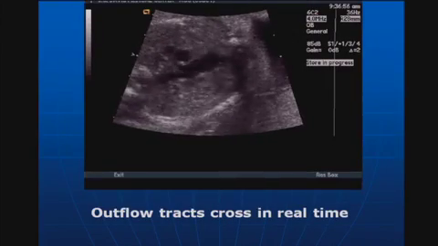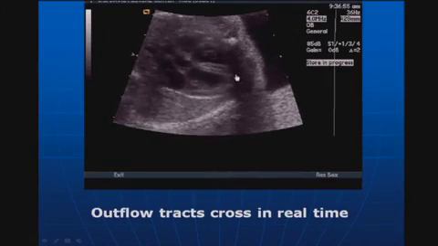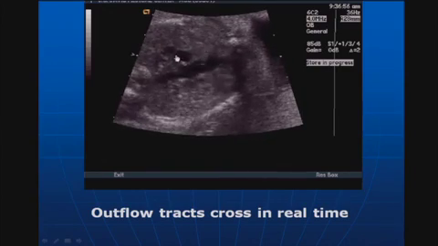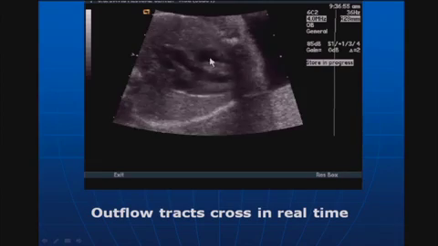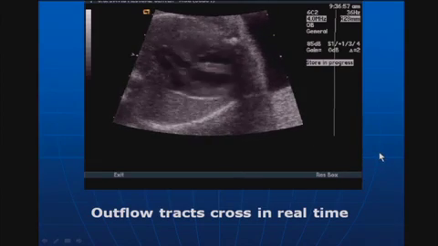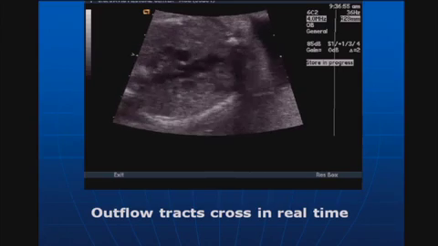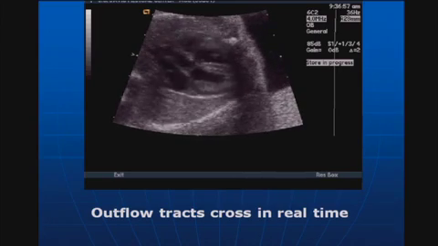You really have to see this, though, in real time, such as in this example where you have the RVOT and the LVOT that cross one another. You see this perfectly in this example where you just take the transducer back and forth, and this is common, that everybody knows basically how to do this.